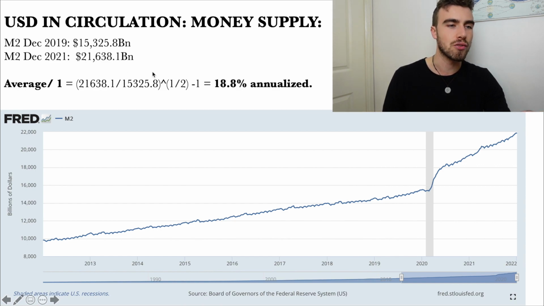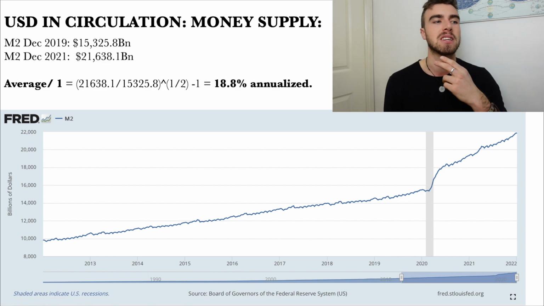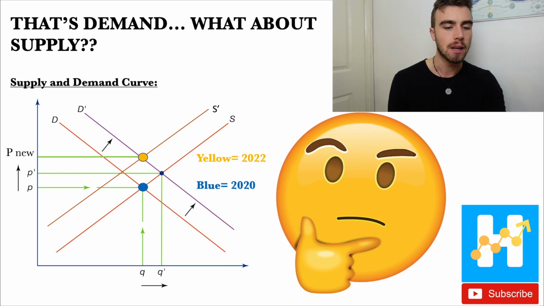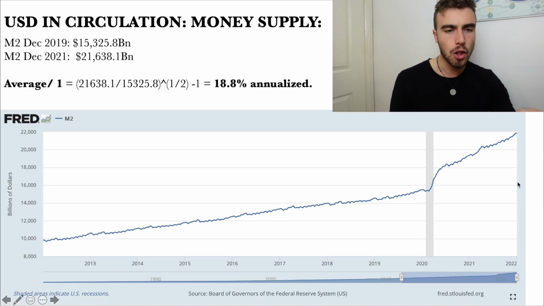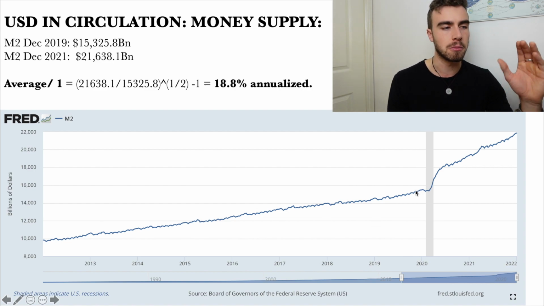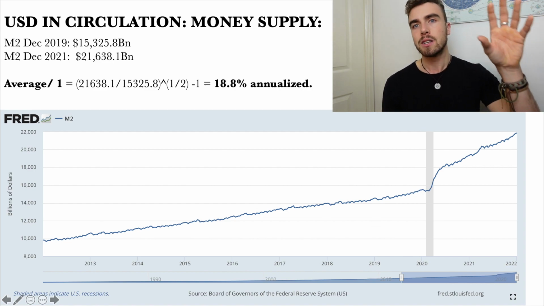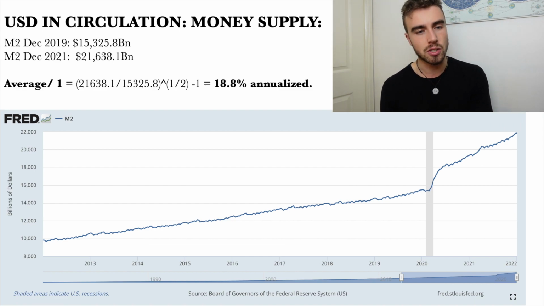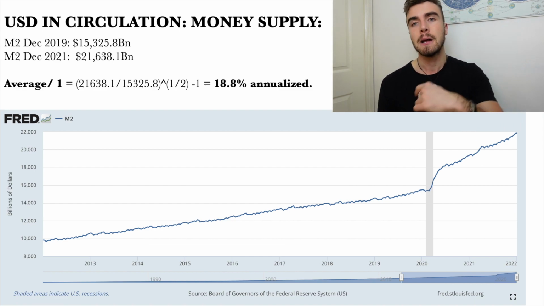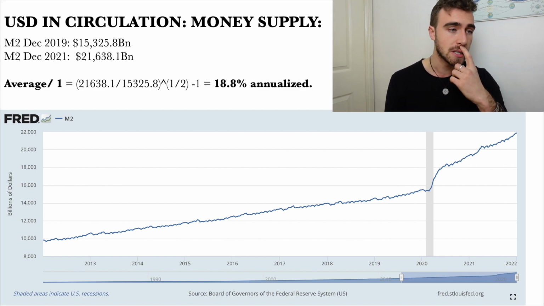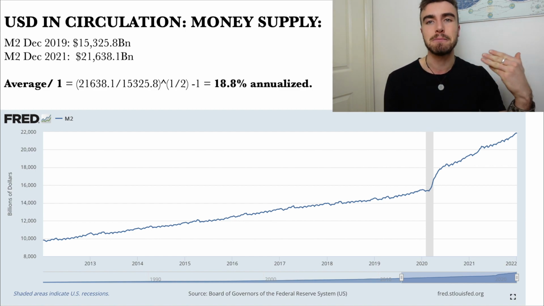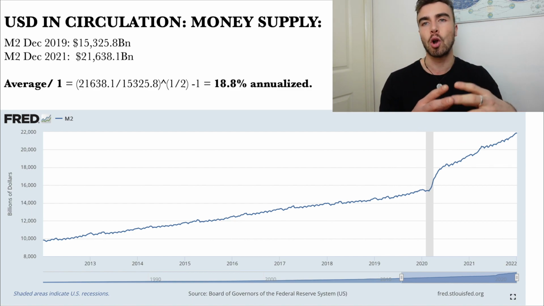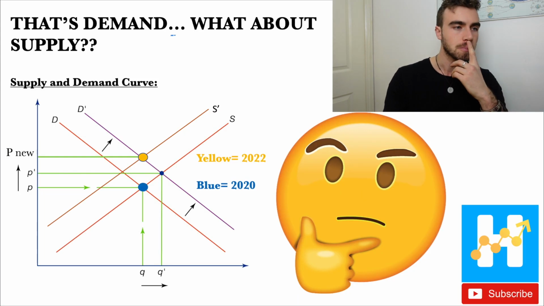So that's actually an increase, I think, of about 37 or 38%, but it's 18.8% annualized, which is absolutely insane. And I think that pre-pandemic, annualized, it was about 5%. We went from 10,000 in 2012 to 15,000 at the end of 2019. That's about a 5% annualized increase. Since the pandemic, we've seen an 18.8% annualized increase in the amount of US dollars in liquid circulation.